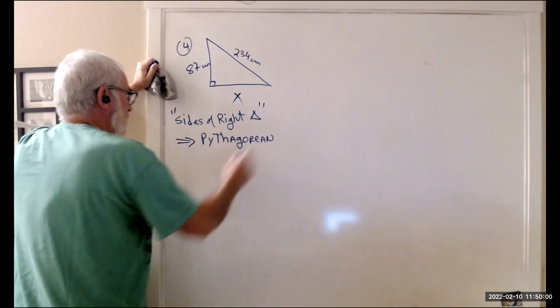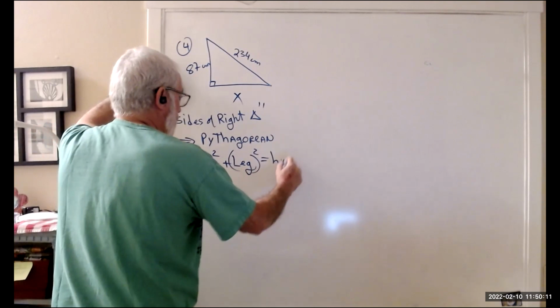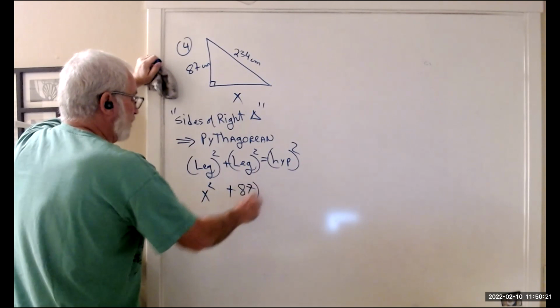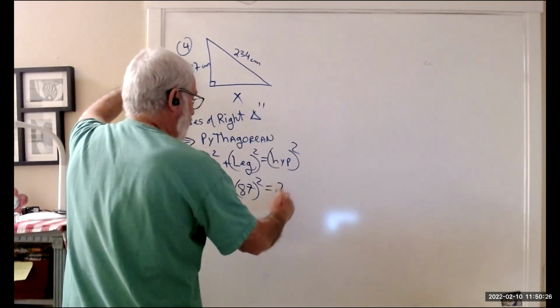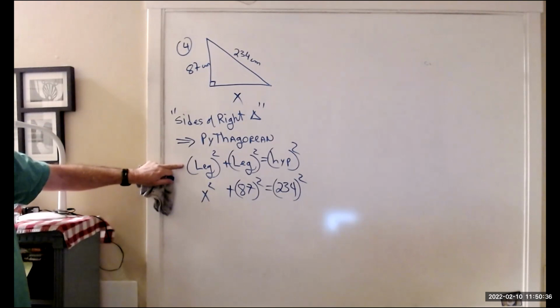Which is leg squared plus leg squared equals hypotenuse squared. And so we're just going to plug in these numbers. We're going to have x squared for one of the legs. The other leg is 87 squared. And the hypotenuse is 234 squared. So that's just to plug it in. Here's your formula, length squared plus length squared equals hypotenuse squared. I plugged in the numbers.